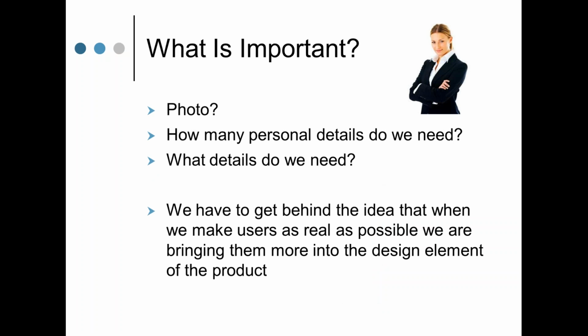So what's important? Many companies think that in order to come up with personas, they have to have an actual photograph of a typical user. And that can be helpful, but it's not really needed. How many personal details do we really need? Do we need to know their education level? Probably not. Do we really need to know their marital status? In most cases, probably not. So what details do we really need and what details can we leave out? We have to get behind the idea that when we make users as real as possible, we are bringing them more into the design element of the product.